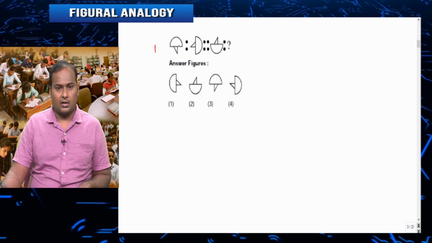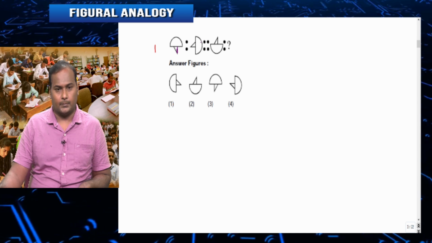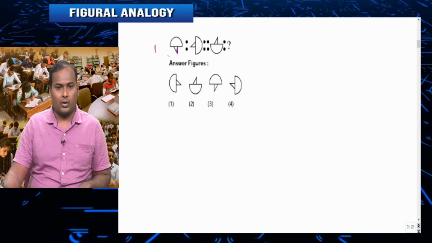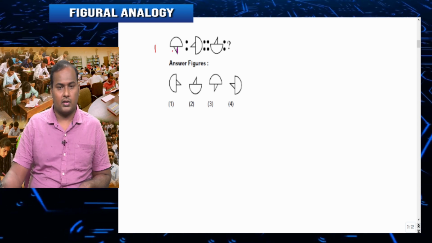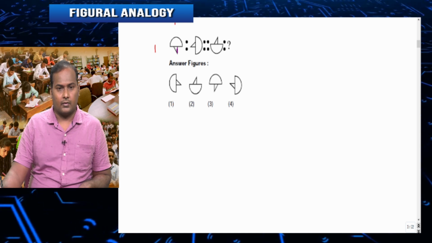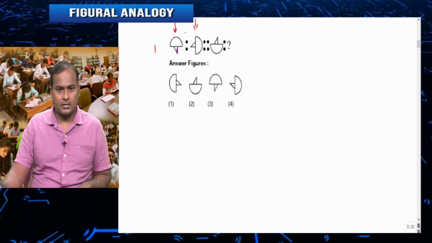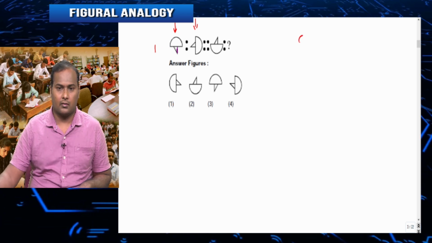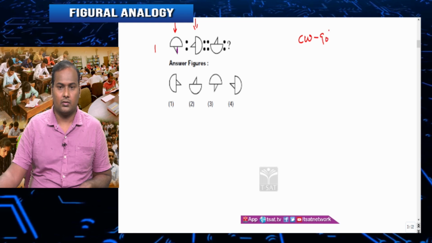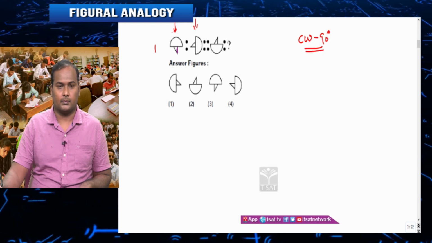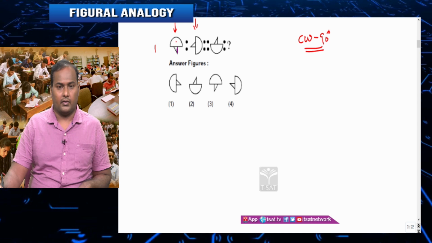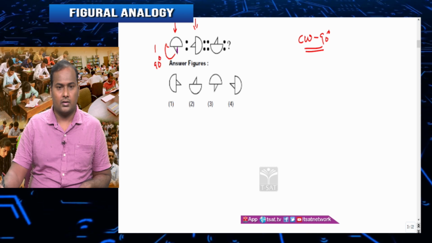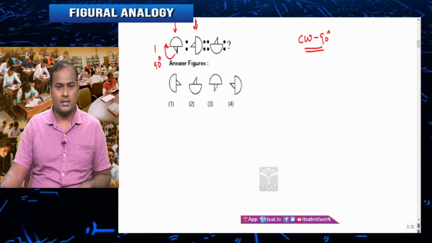You see here the center line is rotating. So how is it rotating? It is rotating in a clockwise direction. So what is the rotation? The relation from this figure to the next figure is, the first figure is rotating clockwise 90 degrees to get the second figure. So from the first figure, the figure is rotating clockwise 90 degrees to get the second figure.